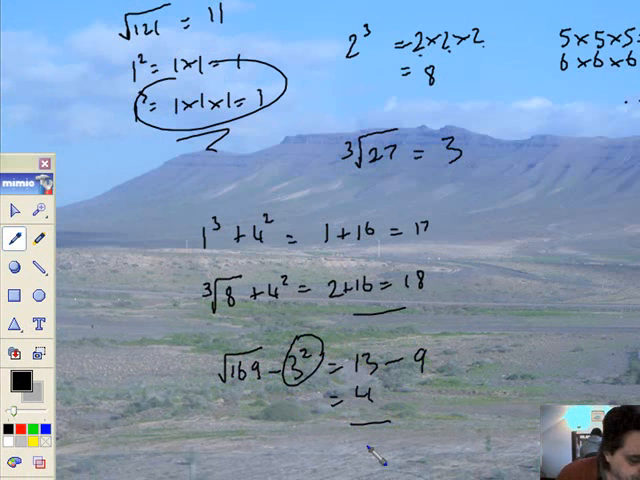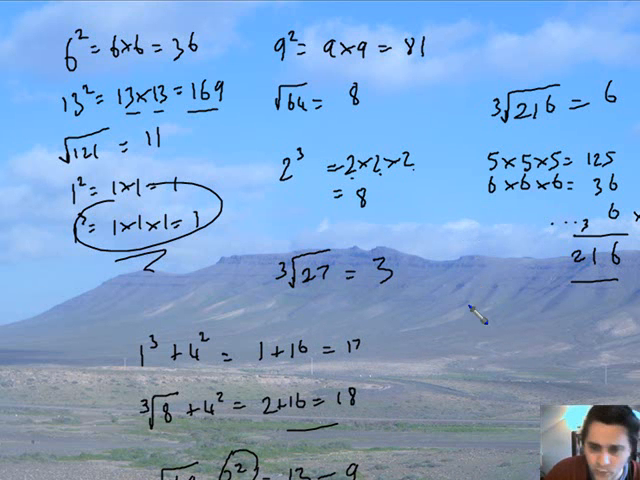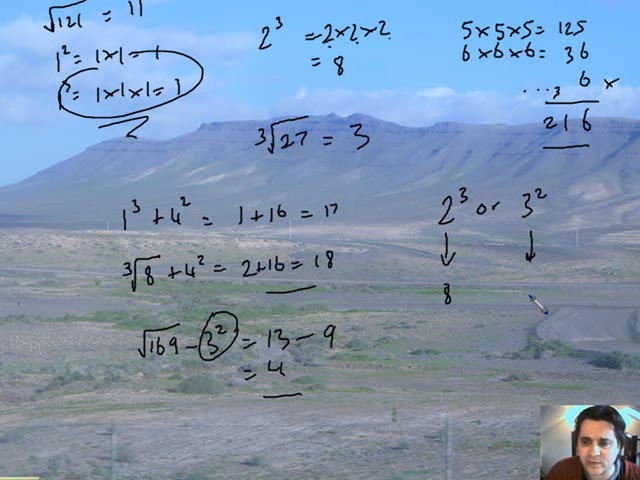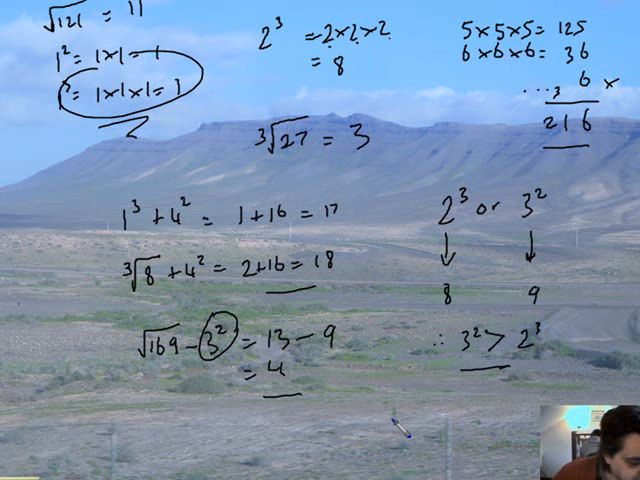Over the page now. I'm not doing that one. Here's a question for you. Question 6. Which is bigger? 2 to the power of 3 or 3 to the power of 2? No guesswork involved. Work them out. 2 to the power of 3 is 8. 3 squared, 3 times 3 is 9. And we must give the conclusion. Therefore, 3 squared is bigger than 2 to the power of 3. Nothing wrong with writing like that.